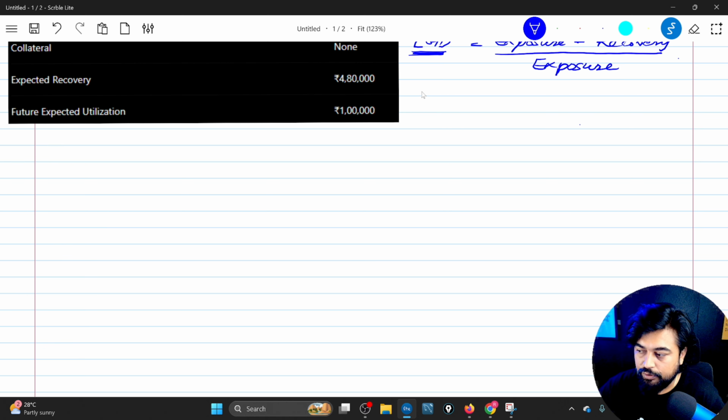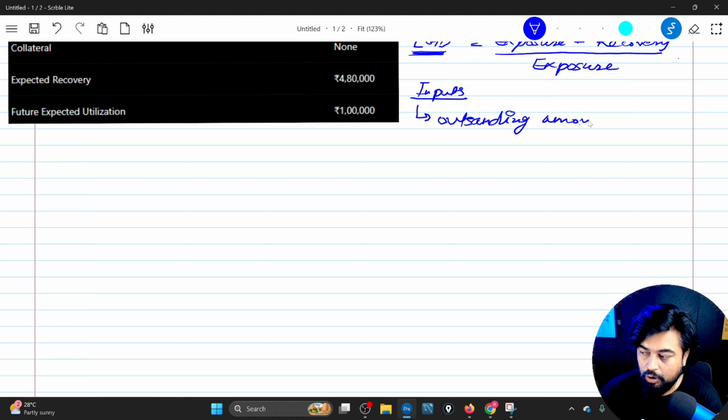Just the way I told you for PD, because understanding the input itself is the most important. To estimate LGD, the bank uses recovery-related information, because this is more about the loss which will come because of non-recovery, right? So the bank will mainly focus on certain variables like the outstanding amount, like how much amount still needs to be paid, how much amount the customer will pay in future. Then recovery amount, how much has already been recovered. Then collateral value.